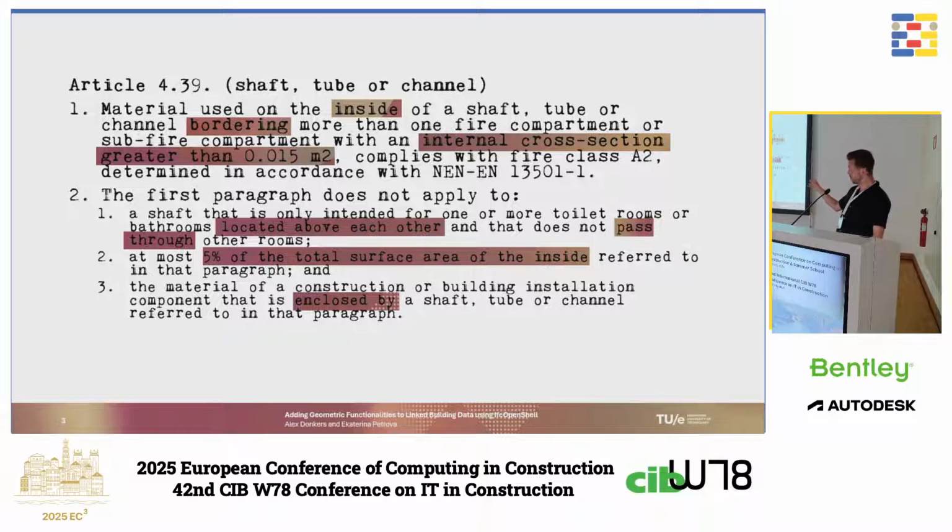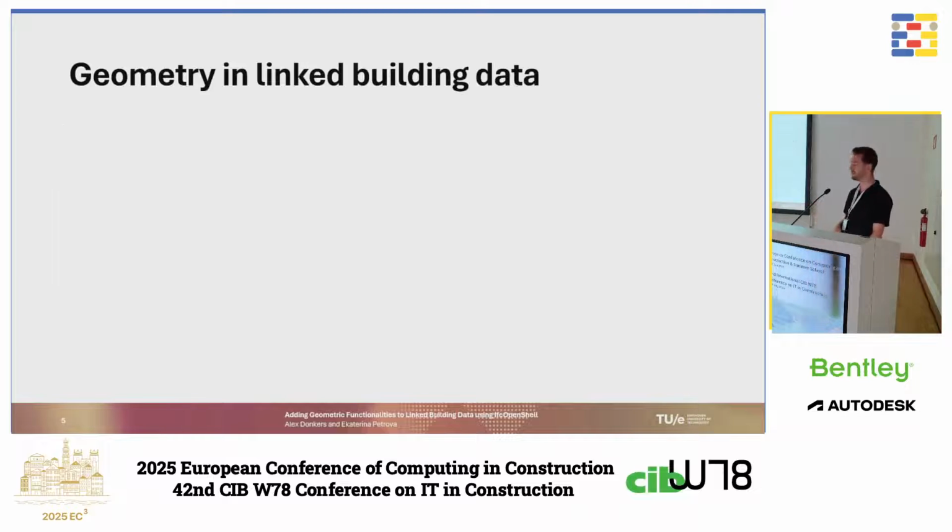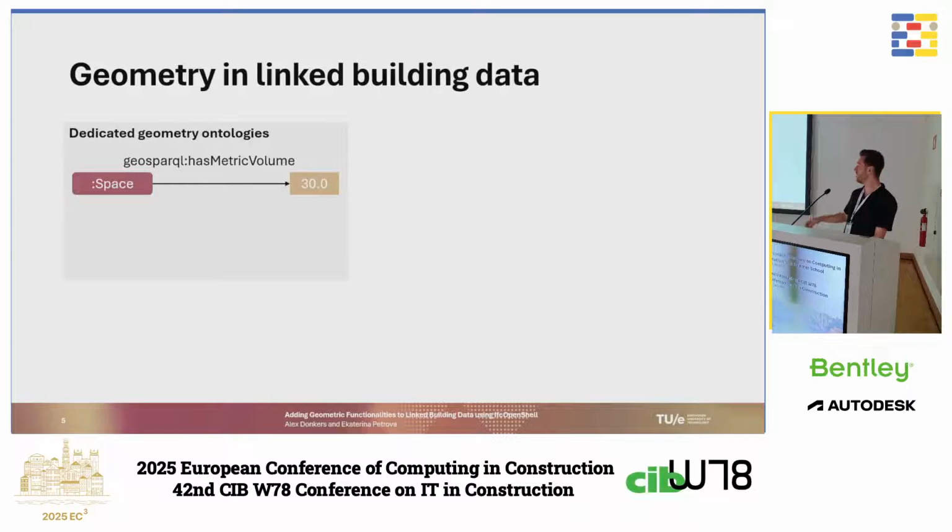And not alone is the geometry complex, the information that we need to create these computations typically exists in multiple files. So the shaft is in a different IFC file than the compartments and the walls. We've seen that semantic web technologies can deal with the heterogeneity, or some of the heterogeneity, at least the semantic heterogeneity of these, but geometry was typically difficult. There's I'd say four ways to deal with geometry in linked building data. One is using dedicated geometry ontologies, for example, GeoSPARQL, so we can say that something has volume.